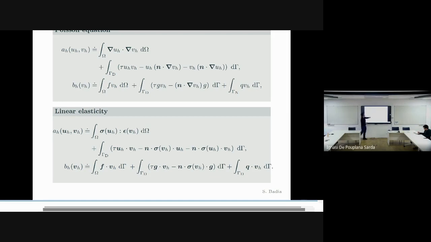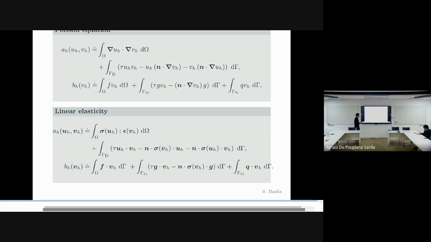This tau is the penalty parameter that you have to pick. And for linear elasticity, pretty much the same, right? You will need to add these terms. You will have the fluxes and this additional term in order to keep adjoint consistency. So this is the problem that we want to solve on that mesh. And with that, we would be able to start working with unfitted finite elements.